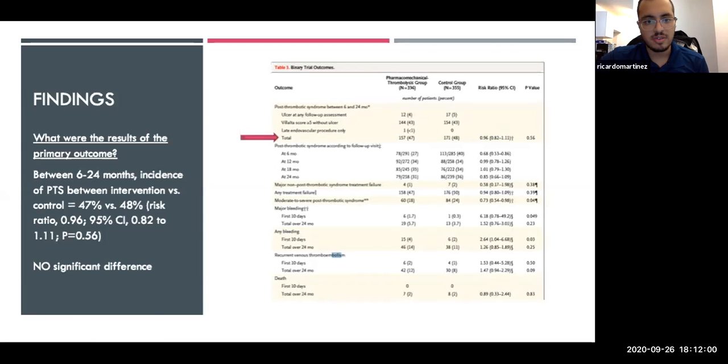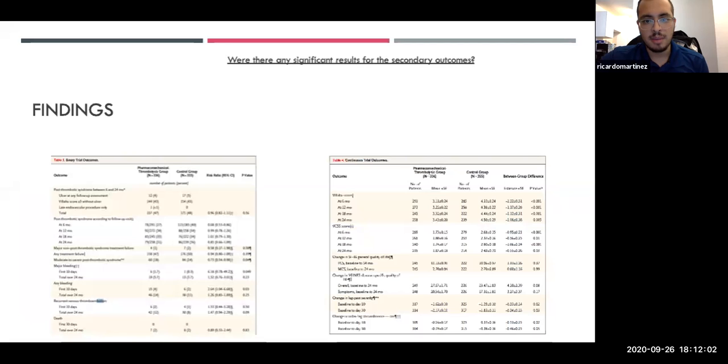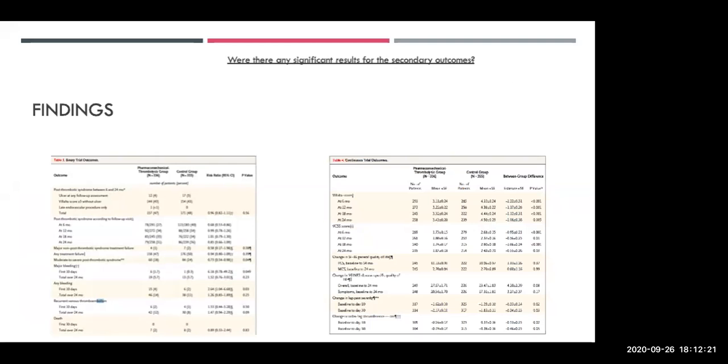Here's just a reference for the table there. And then were there any significant results for the secondary outcomes that you guys saw? I think they mentioned the severity of PTS was lower in the intervention group, but there were no changes in quality of life.